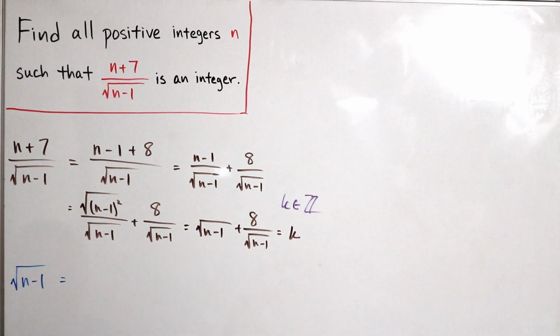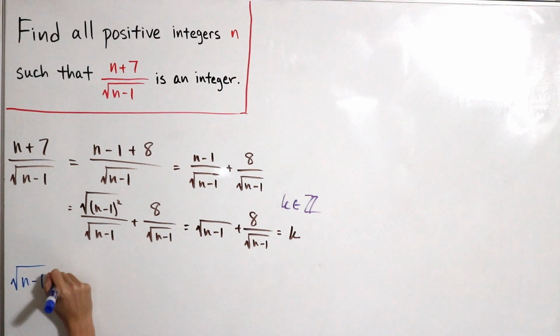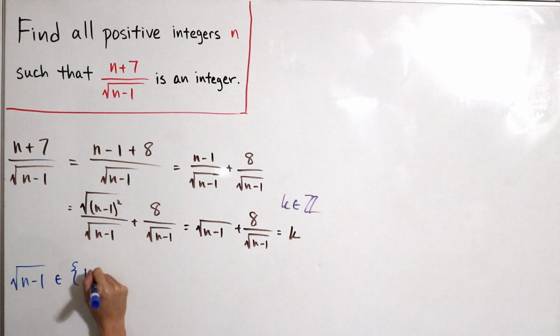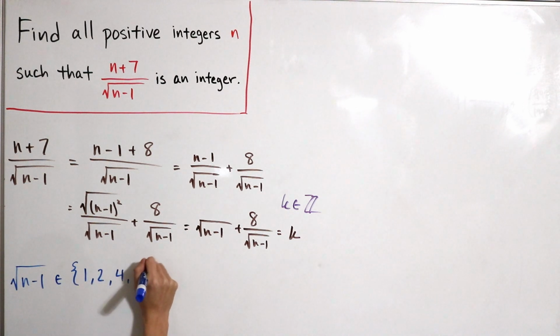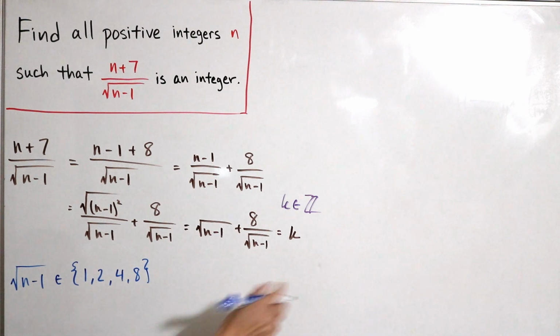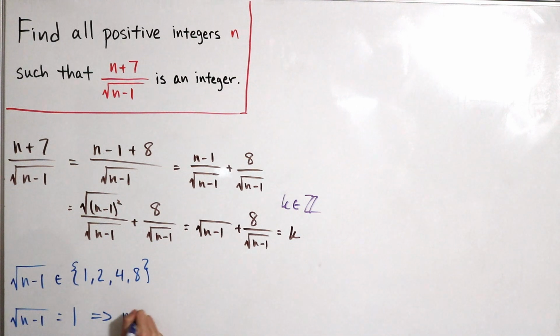So if we think of factors for 8, obviously there are four elements. The set could be either 1, 2, 4, or 8, because those are all the factors. So now let's do each element one by one. We have the square root of n minus 1 equal to 1. You solve for n, and it's easily shown that this is equal to 2.